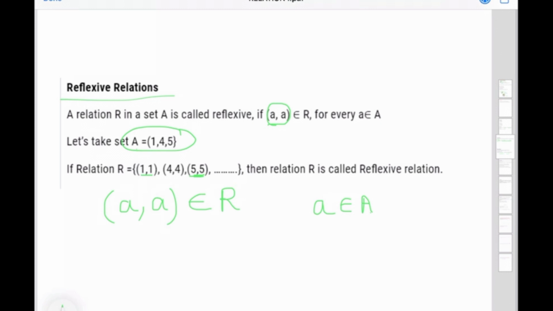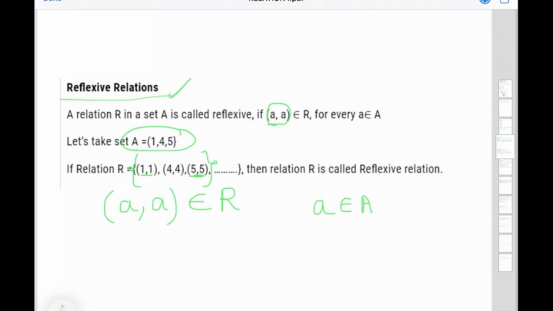Now in the set A you can see no other element is there, so it is a reflexive relation. There can be others also. And in case your A is 1, 4, 5 and the set contains only 1, 1, 4, 4, 5, 5, only this much, then this type of relation is also known as identity relation. Reflexive also and identity also.